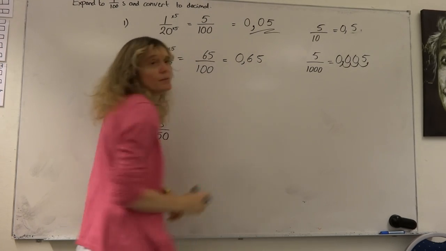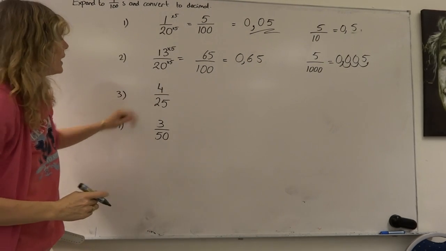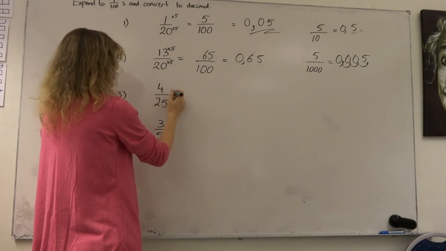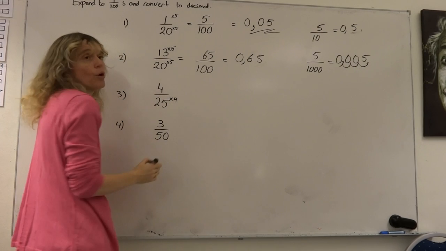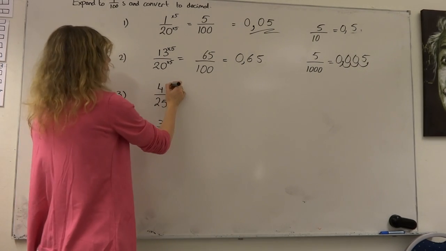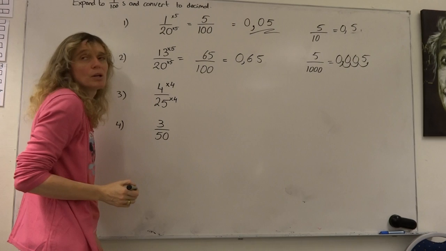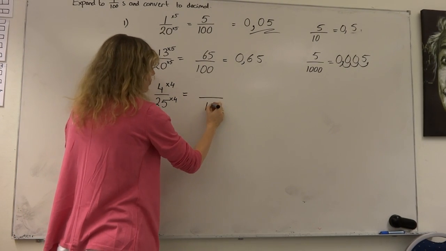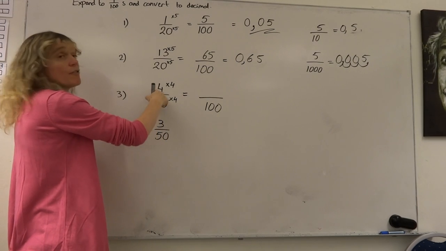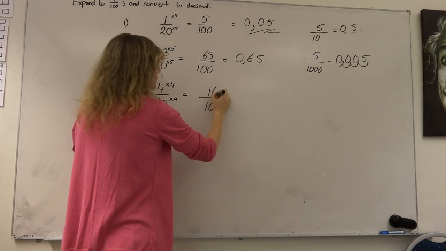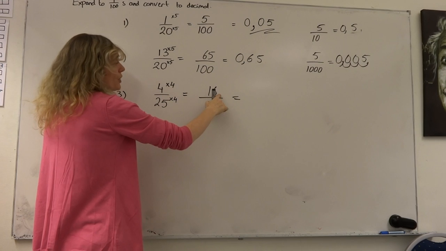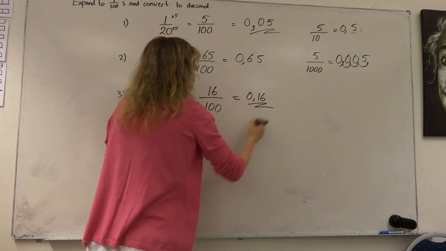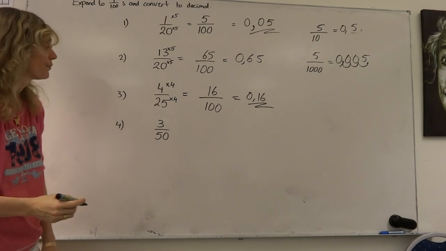That's my answer. Okay? Next one, I have 25 on the bottom here, so how would I get that into 100? Well, I'd multiply it by 4. 4 5s are 100. If I multiply the bottom one by 4, I multiply the top one by 4. So on the bottom, I'd get 25 times 4 is 100. On the top one, I'd get 4 times 4, which is 16. 16 divided by 100, move the decimal point 2 places back. It's the same as the decimal 0.16.